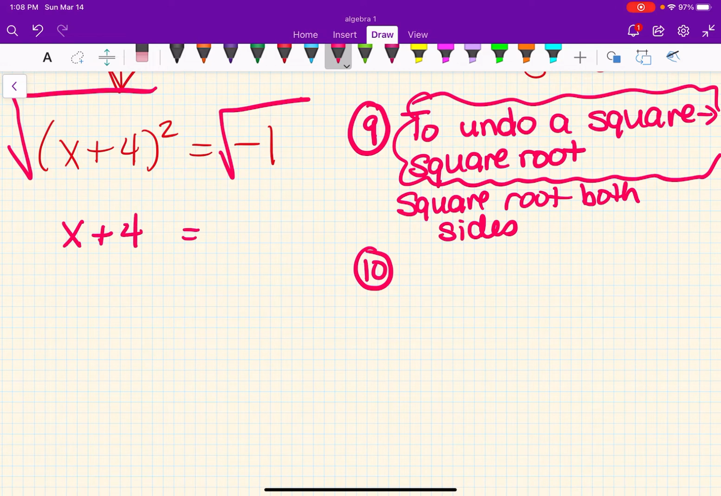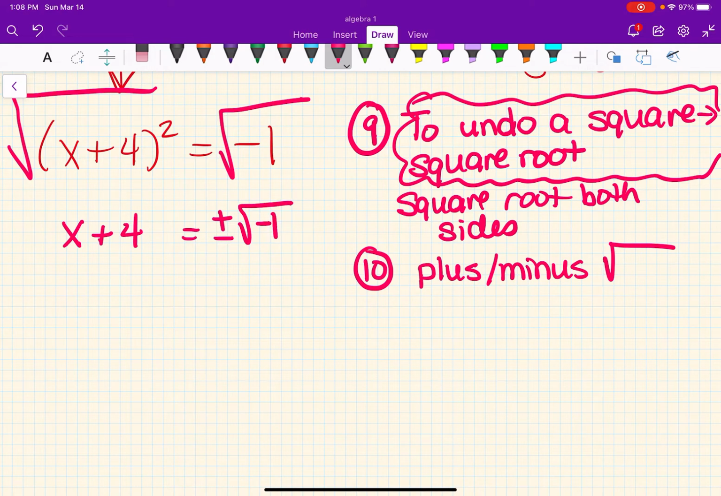When you square root something, you're going to get a plus and a minus square root. So this will be plus or minus square root of negative 1. Now at this point, this is why I didn't like this problem, but we might as well just continue it. You guys don't know what it means to square root negative 1. Right now, if you get out a calculator and you try to square root any kind of negative, you're going to get an error. This has no real solutions.